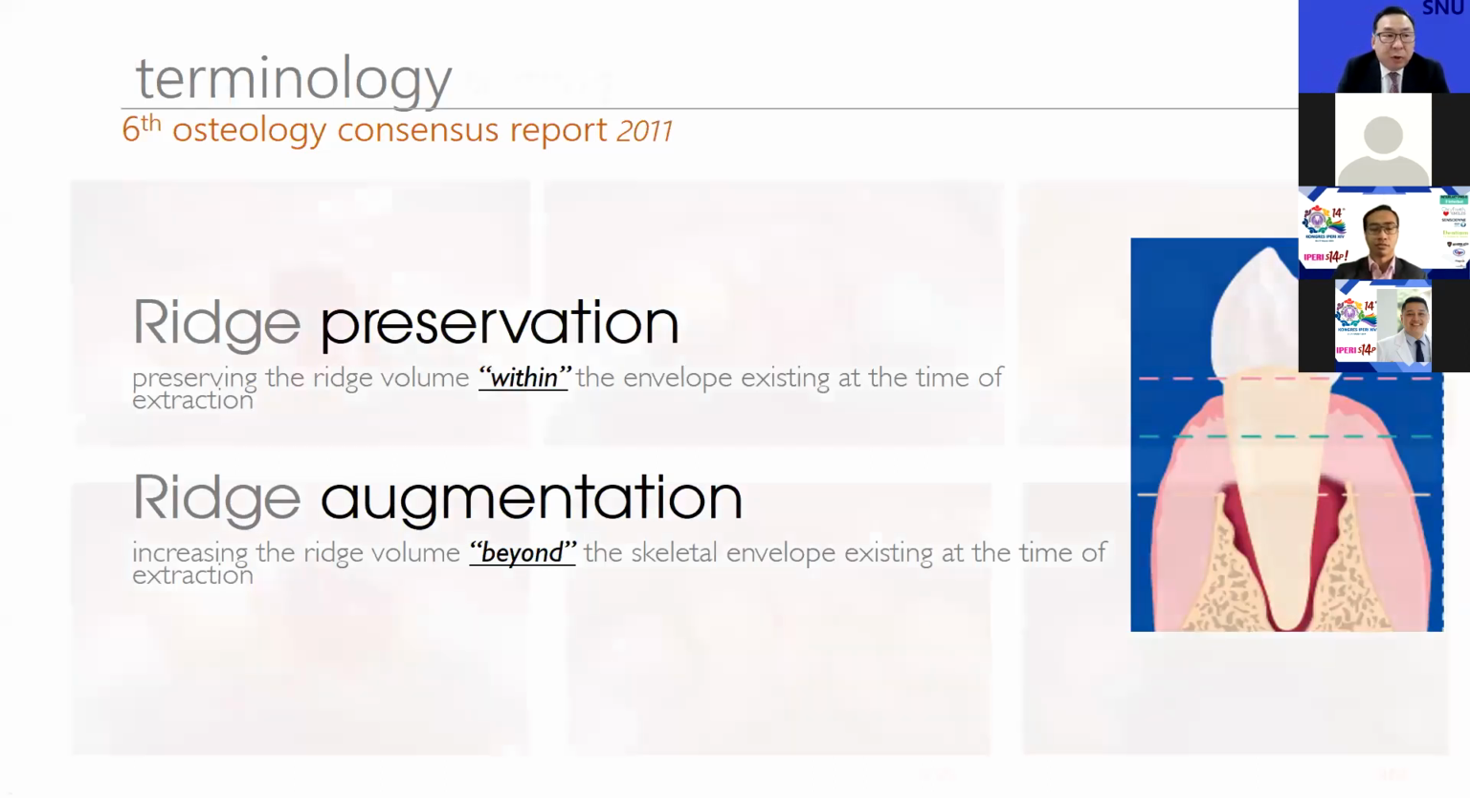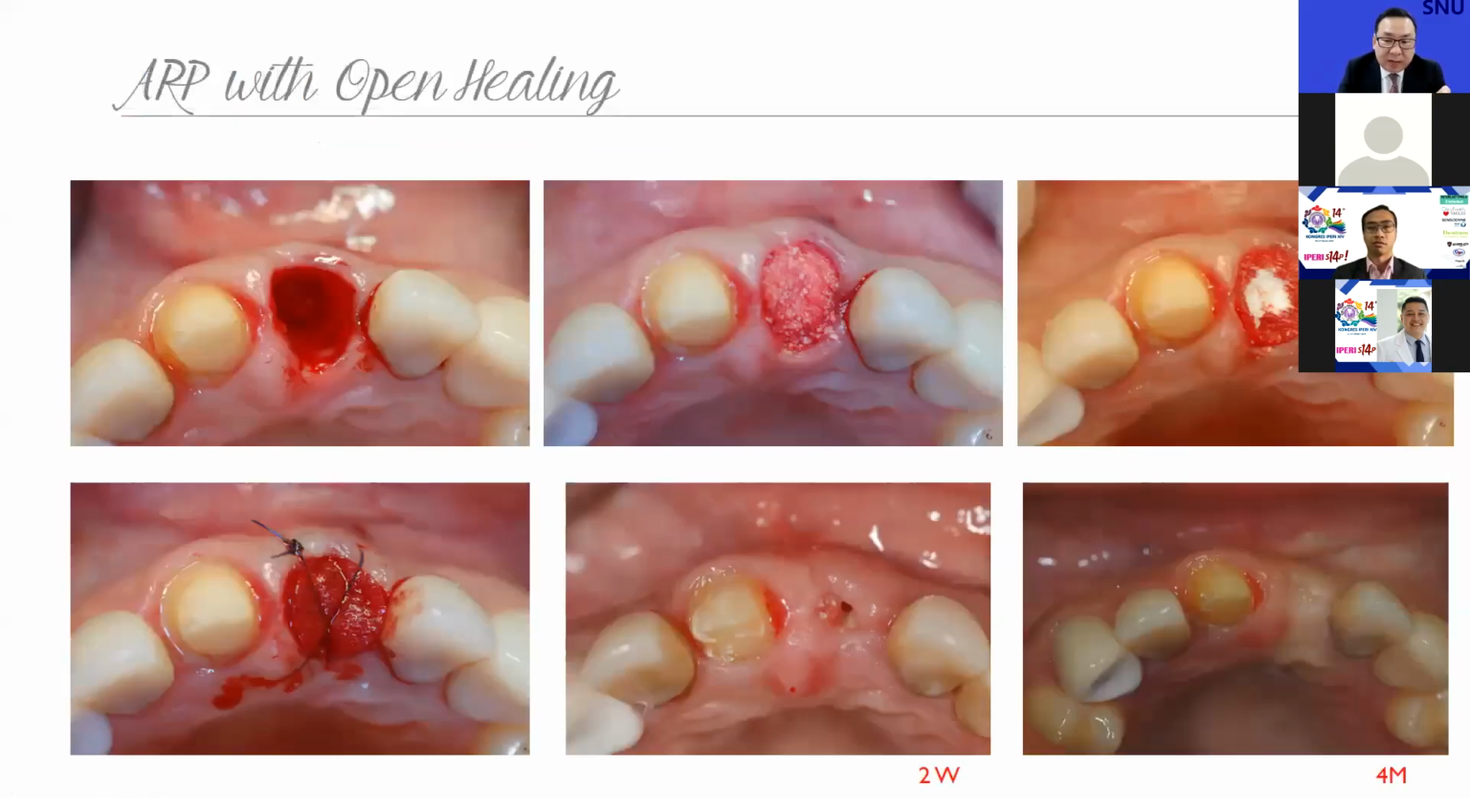So this is my protocol of a ridge preservation procedure. You start by atraumatically extracting the teeth. Following that, you debride the area very thoroughly. Then you graft the area with the material of your choice, and you finish off with a collagen membrane for coverage at 2 weeks. And then a good ridge at 4 months. I think this is a very successful case of a ridge preservation procedure, and I used the open healing technique with a collagen membrane.